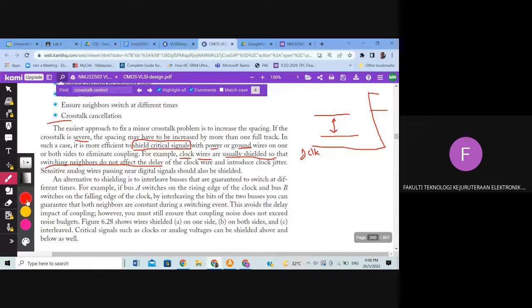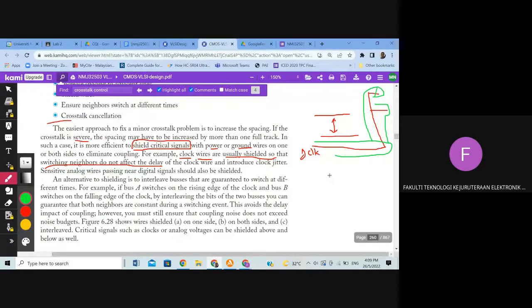What they actually do is shield this wire, shown in a different color, to make sure that the clock delay is reduced. When lots of delay happens in the clock wire that transmits the clock, it will introduce higher clock skew. So that's the relationship between crosstalk and clock skew.